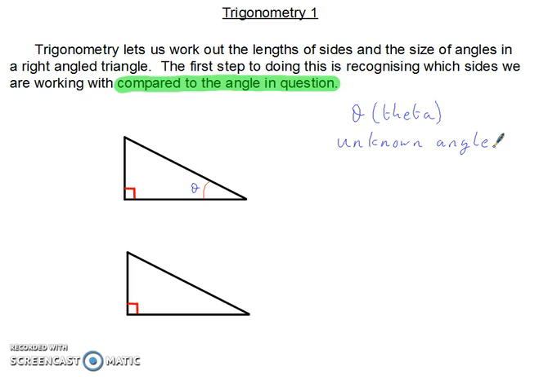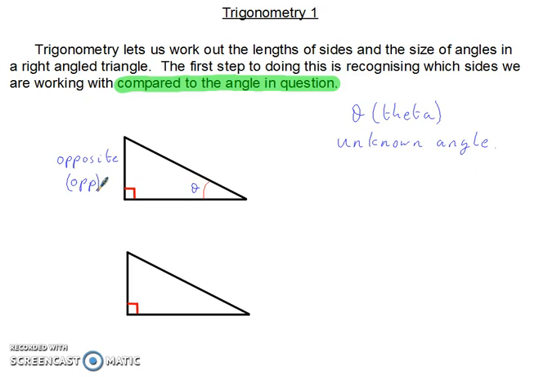Right then, compared to this angle, we've got three sides on this triangle. We've got the opposite side to the angle. We call this opposite and shorten it to OPP. Op. Because it's quite a large word to write, we shorten that one.